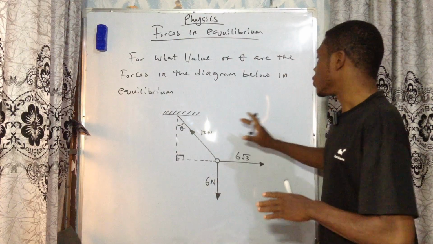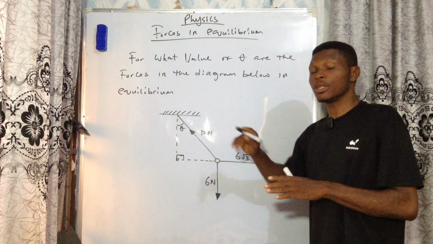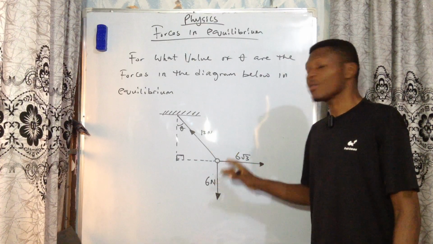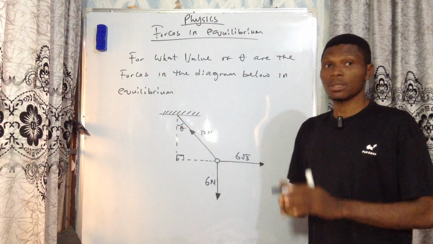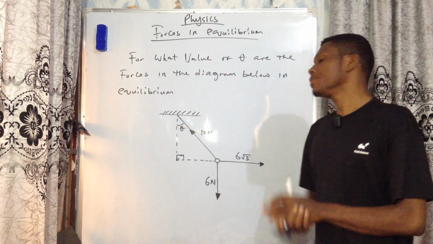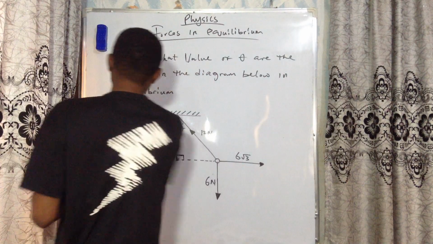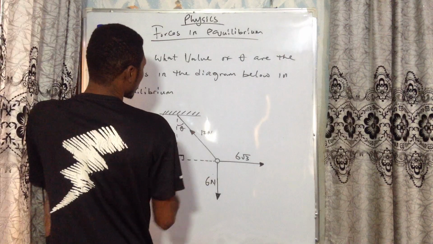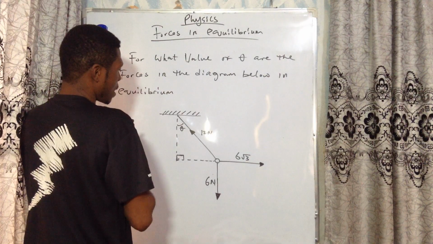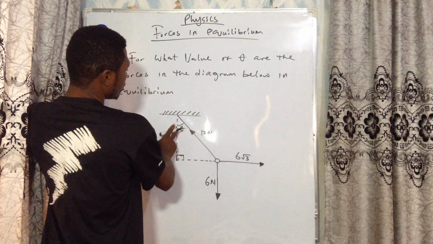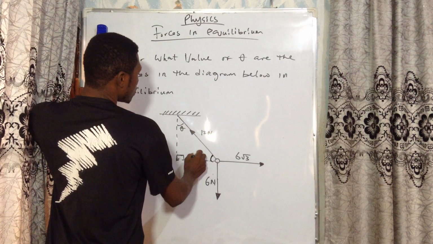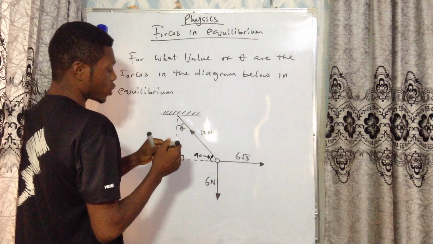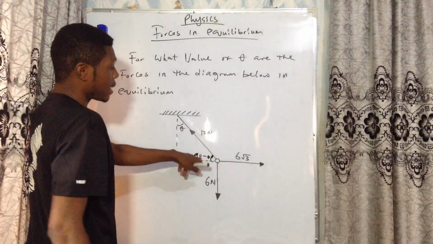Meaning that the sum of the horizontal components of all the forces is zero, and the sum of all the vertical components of the forces is zero. Okay, so now this is what we do. Clearly we consider this angle here. This angle next to theta will be 90 minus theta. You know why? Because this is a triangle. If you find the sum of the angles in a triangle, you will get 90 minus theta.